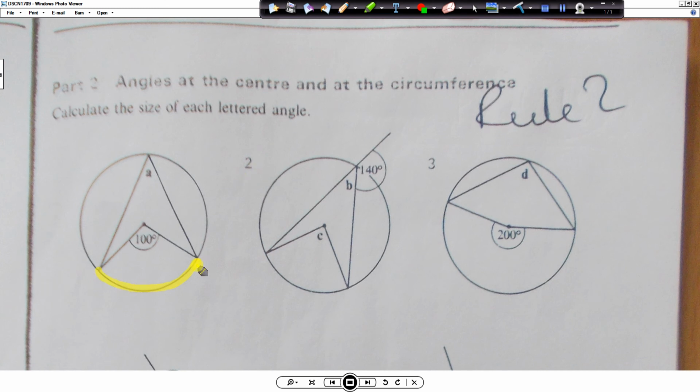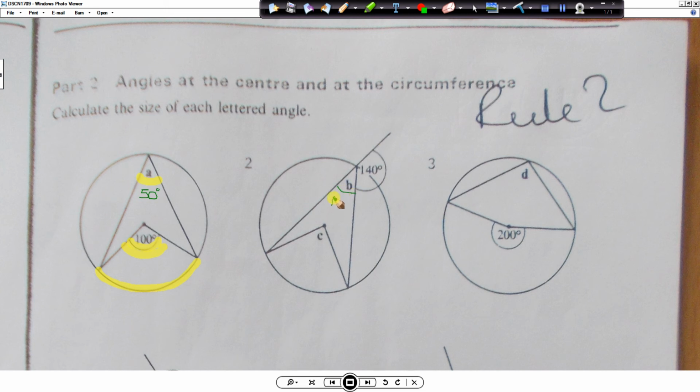Okay, folks, look at rule number 2 now. We have an arc over here, and it says that the angle which an arc subtends at the center, here's the center one, this one here, is always double the one it subtends at the circumference. So if this is 100, this is double of A, we can quite easily work out A. A is equal to 50 degrees, easily.